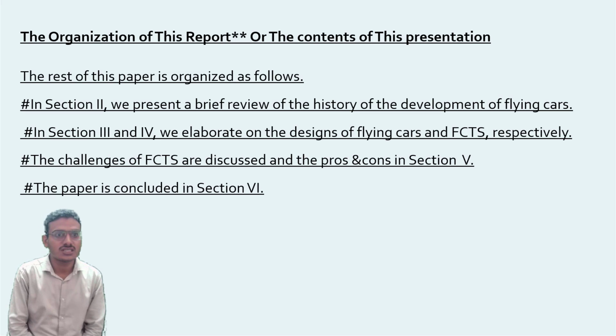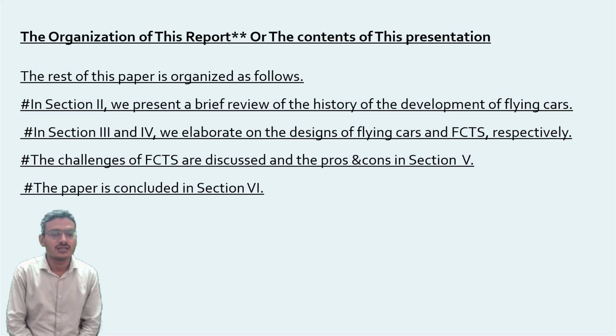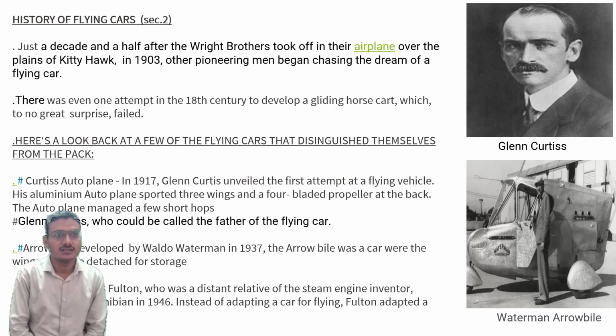In this slide, the organization of the report is given. The rest of this paper is organized as follows. In section 2, we present a brief review of the history of development of flying cars. In sections 3 and 4, we elaborate on the designs of flying cars and FCTs respectively. In section 5, the challenges of FCTs are discussed, and their pros and cons are also discussed. And in section 6, the presentation is concluded. Next slide.